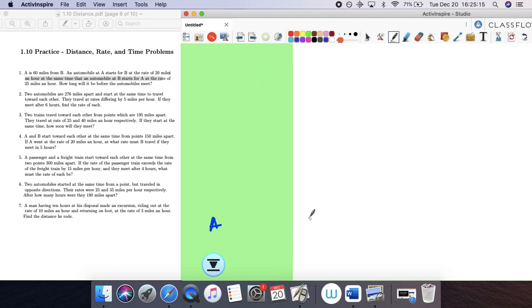Number 4. Again, we have two cars, or two things, traveling towards each other. So this is going this way, and this is going this way. Right now, we know that the distance is 195. Sorry, not 195, 95, that's the other problem. It's 150 miles apart. So I know that the distance covered by A plus the distance covered by B will equal 150. So there is your equation.